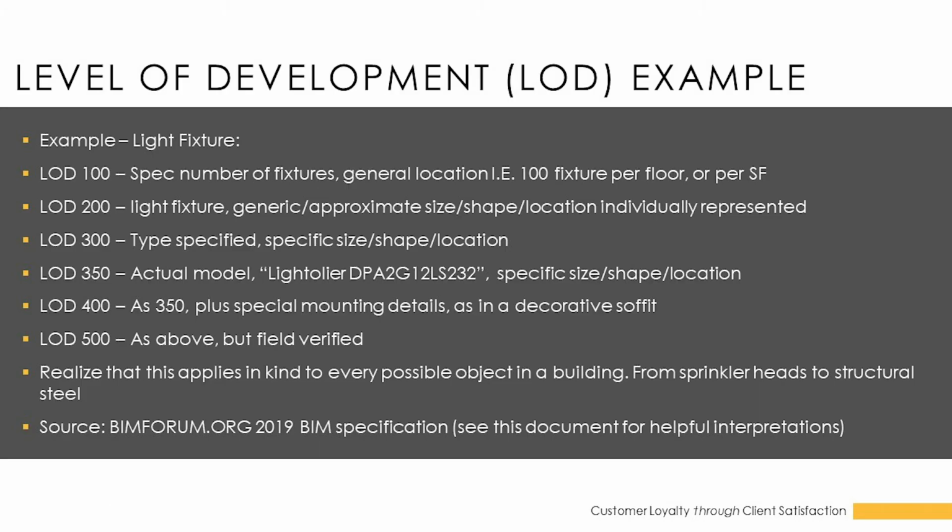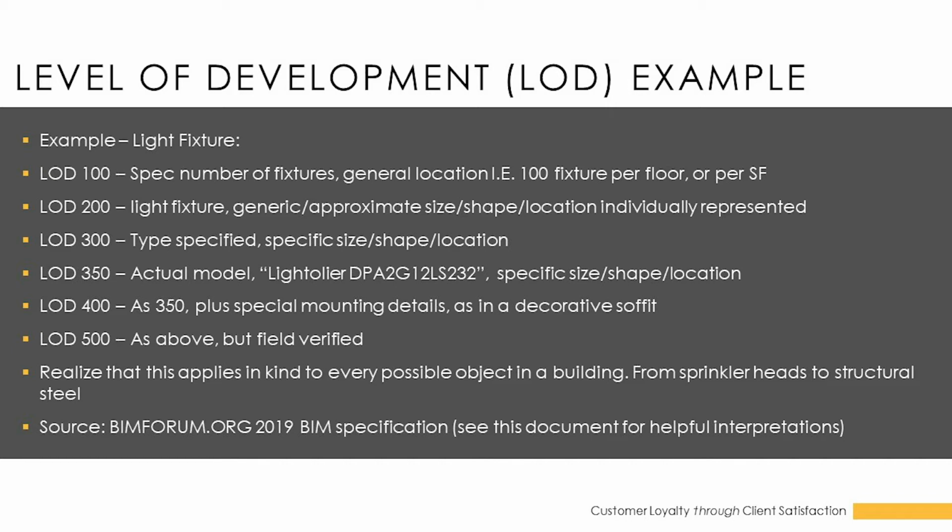So I promised you an example of level of development, LOD, because I think that's going to help you, instead of throwing a bunch of definitions up here like I originally had, really drive the point home about what LOD is. What does it mean? Our example is going to be light fixtures. LOD 100 might specify the number of light fixtures per square footage on a floor. It might simply be a model with a floor, with walls, with windows, and an annotation that just says, hey, there must be 1 light fixture per 50 square feet or whatever would be required.